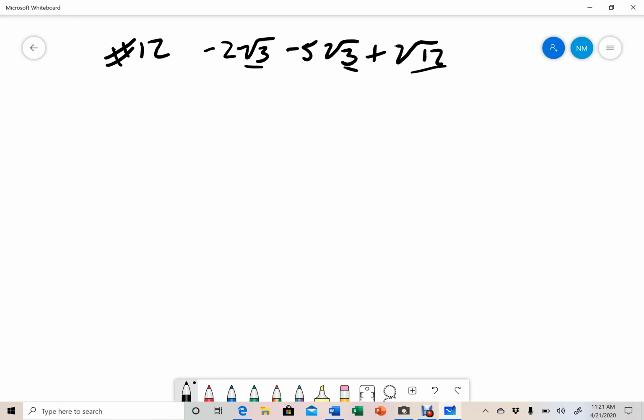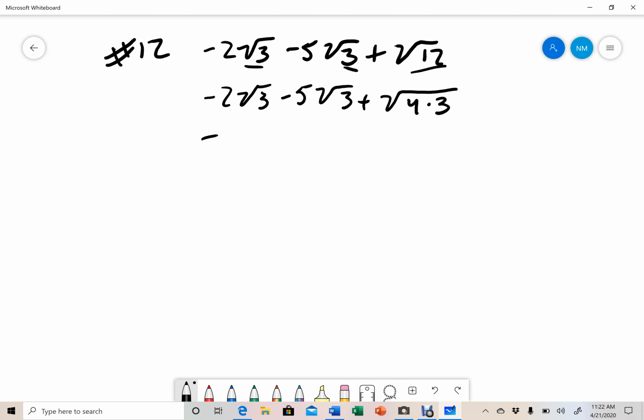So my question is, can I break this radicand down so that one of the factors of this is 3? Well, what are some factors of 12? We've got 4 and 3. So 4 has a square root we could take out, and 3 would then remain inside. So I would rewrite this as -2 square root of 3 minus 5 square root of 3 plus the square root of 4 times 3, because 4 times 3 is 12.